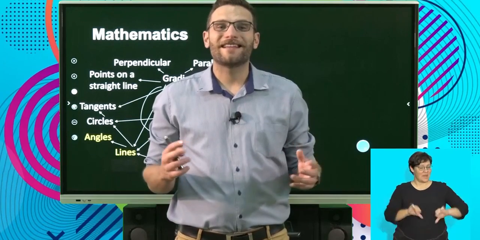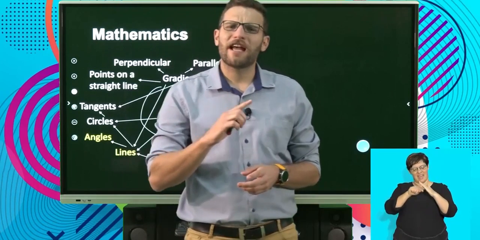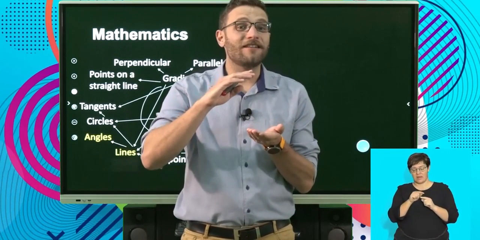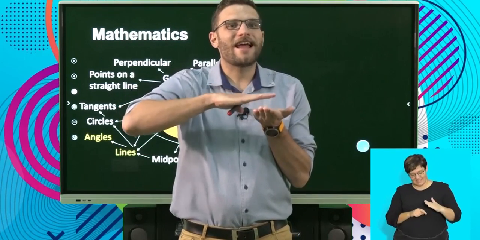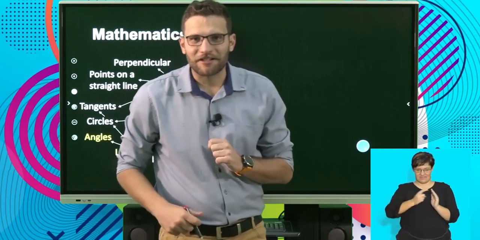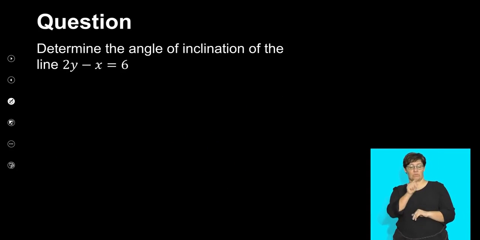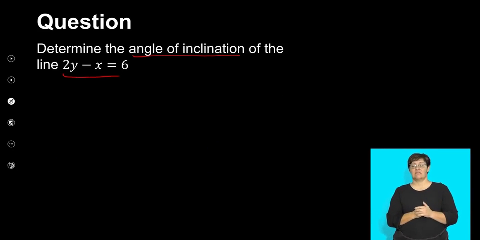Welcome back. We're going to continue talking about that angle of inclination. What did we say was the angle of inclination? It was the angle between the x-axis and the line, always in an anti-clockwise direction. Now, we're going to jump into the next question. The next question says, determine the angle of inclination. They want us to find that angle of this line.